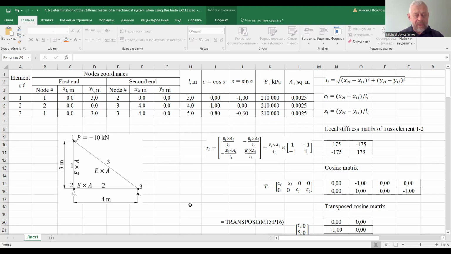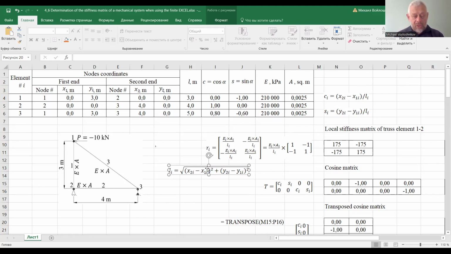Between each couple of nodes we have defined one finite element. So next we have to define the lengths of the finite elements. This is a sequence of finite elements: first, second, third. The length of the first finite element, we can use this formula. This is a formula like the Pythagorean theorem. So we consider the square root of the total of two squares.